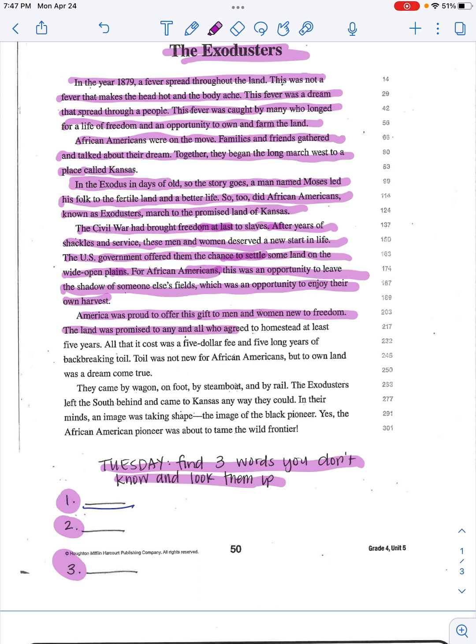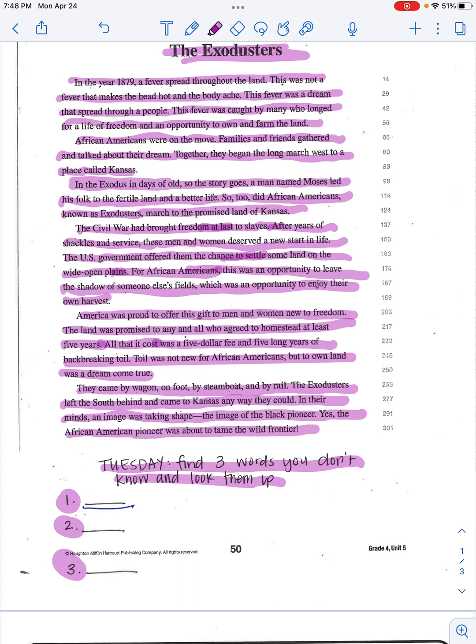The land was promised to any and all who agreed to homestead at least 5 years. All that it cost was a $5 fee and 5 long years of backbreaking toil. Toil was not new for African Americans, but to own land was a dream come true. They came by wagon, on foot, by steamboat, and by rail. The Exodusters left the South behind and came to Kansas any way they could. In their minds, an image was taking shape, the image of the Black pioneer. Yes, the African American pioneer was about to tame the wild frontier.